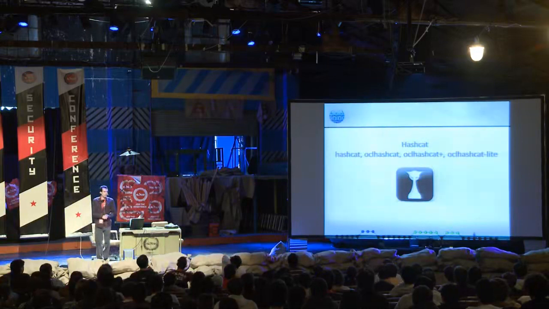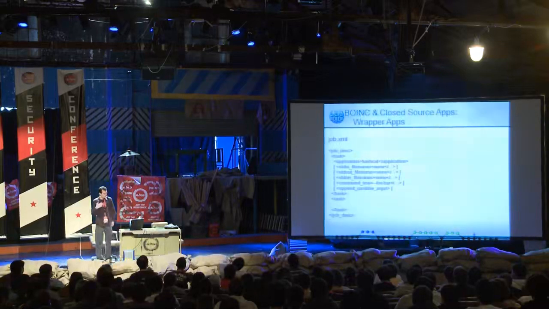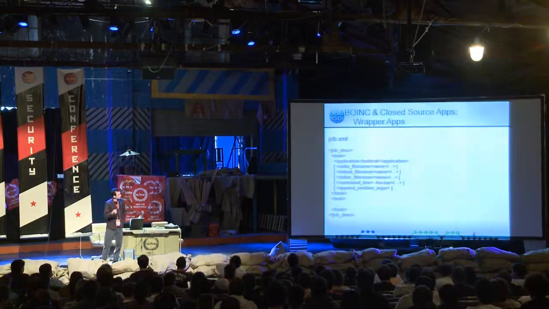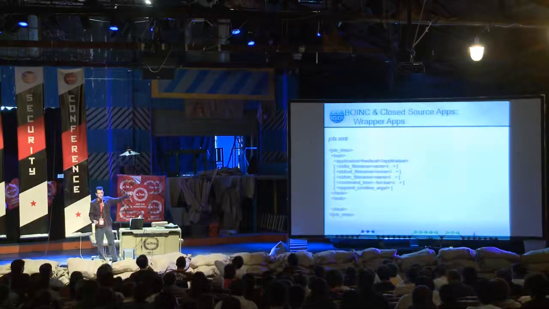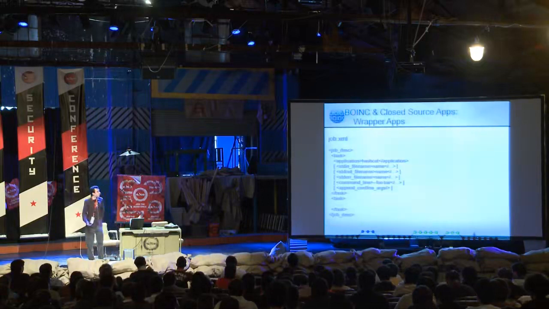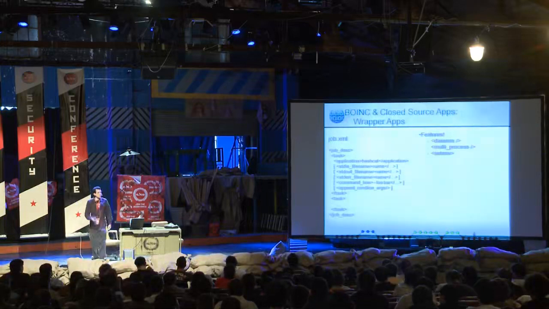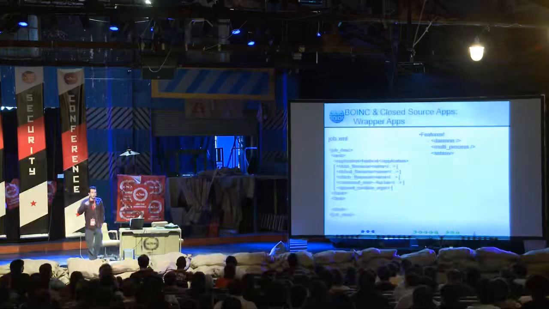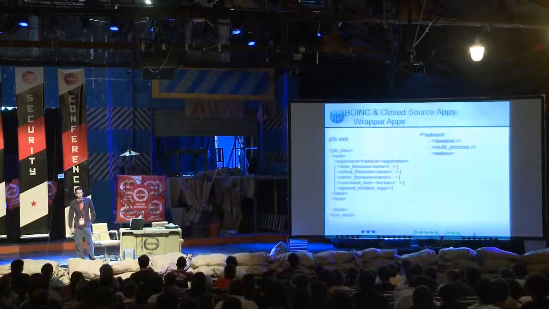Now, what about Hashcat? Hashcat is closed source, and it's a GPU application. Boink has what's called the wrapper app. And the wrapper app reads job.xml and will run each task that you define in it. So here we define Hashcat. And we can wire up standard in, standard out, standard error. And there's other options too. You can run a program as a daemon. So it'll run in the background while all the other applications talk to it. So if you were crazy, you could try fuzzing Apache or Nginx with this.